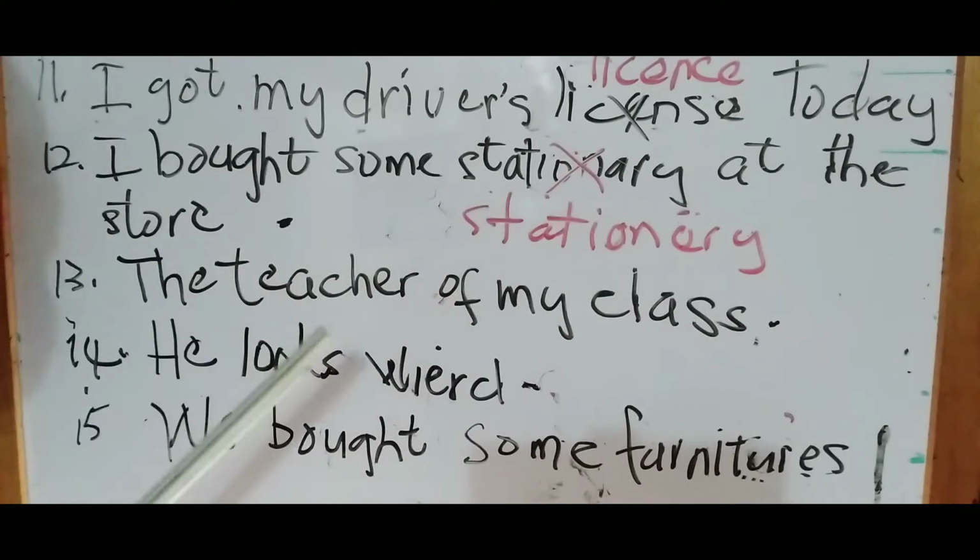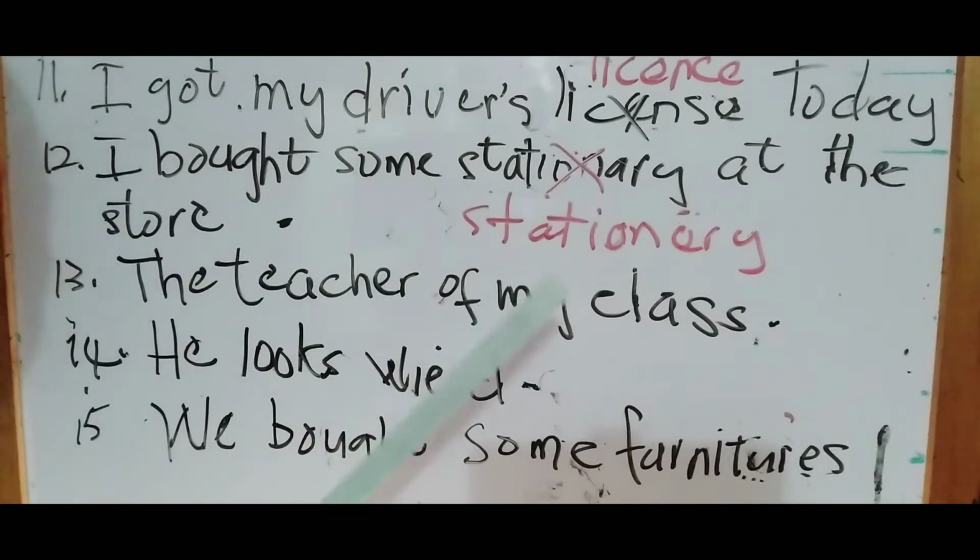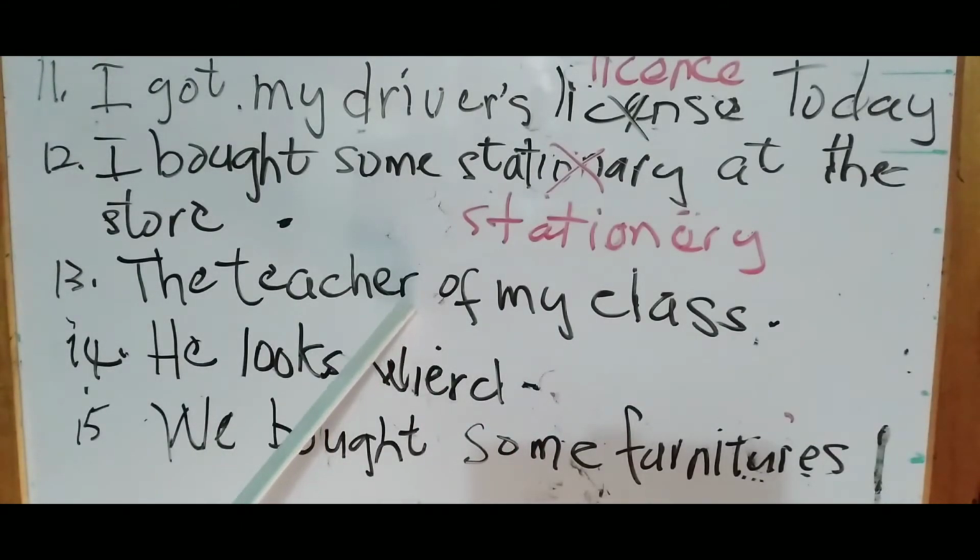Next one, the teacher of my class. What's wrong with that? What's wrong with that is that it's not a sentence. It's a fragment of a sentence, a part of a sentence, because it does not have a verb. And a sentence is supposed to have what we call a subject and a verb. The subject is the thing that is doing the action, and the verb is the action word. So the teacher is supposed to be doing an action. The teacher is the subject. But there's no action. The teacher of my class does what? Nothing. It ends there. So this is an incomplete sentence, which is called a sentence fragment.